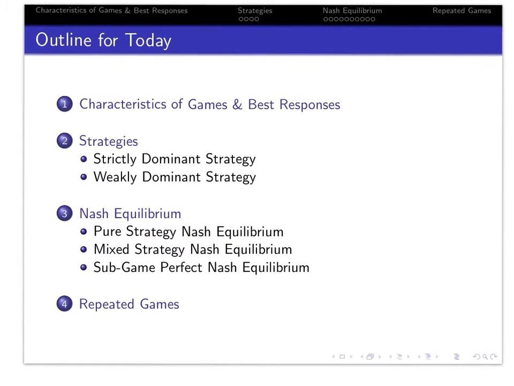So this is what we're going to be doing today. First, we'll outline characteristics of games and best responses, go through strategies, the concept of Nash equilibrium, and if there's time, repeated games. These slides are from last year, so forgive me if I'm a little rusty on any of this.